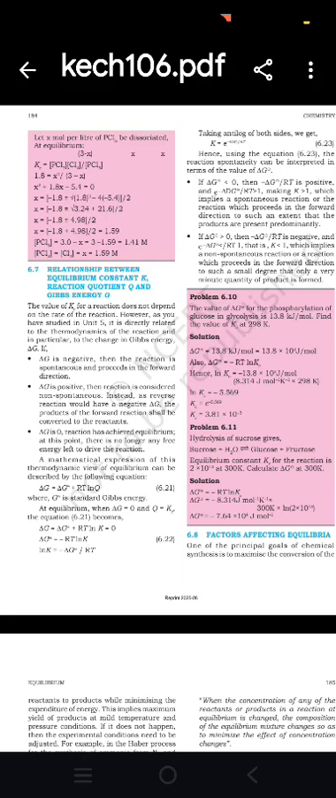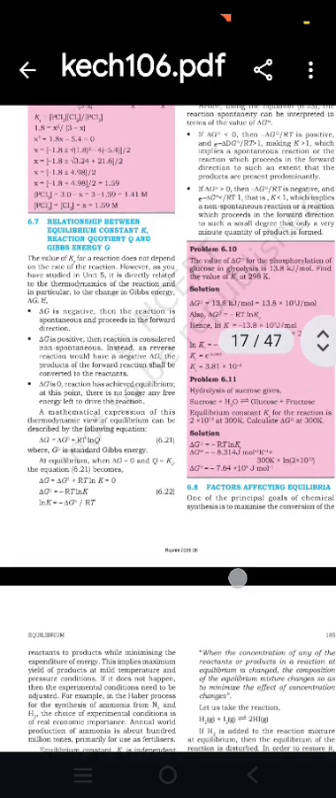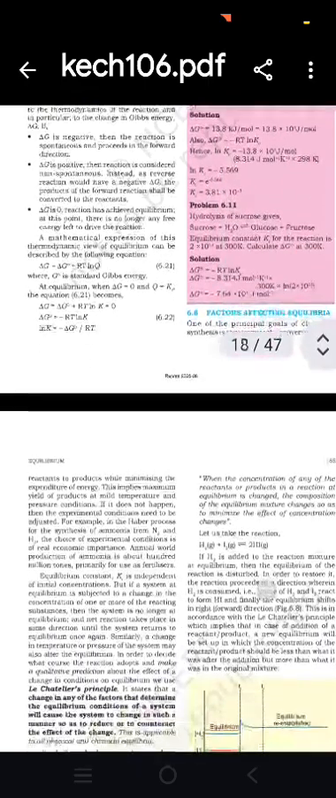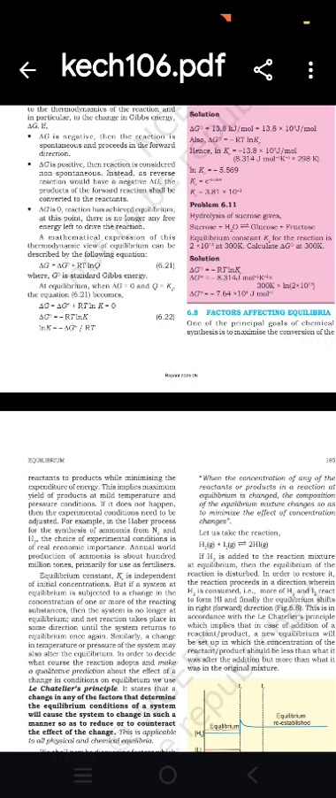Instead, as the reverse reaction would have negative ΔG, the product of the forward reaction shall be converted to the reactant. If ΔG is 0, the reaction has achieved equilibrium. At this point, there is no longer any free energy left to drive the reaction. A mathematical expression of this thermodynamic view of equilibrium can be described by the following equation.